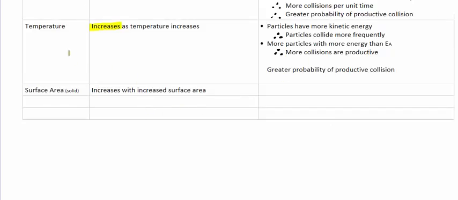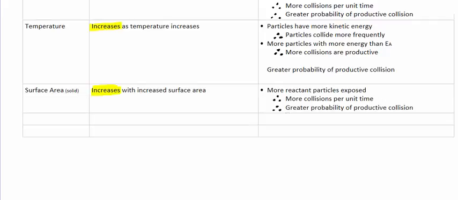For solid reactants, the reaction rate increases as the surface area increases. The reason for this is that as the reactant has a larger surface area, so for example if you crush it up into a finer powder, with more surface area there are more reactant particles exposed. Because of that, there's going to be more collisions per unit of time and therefore a greater probability of productive collisions.